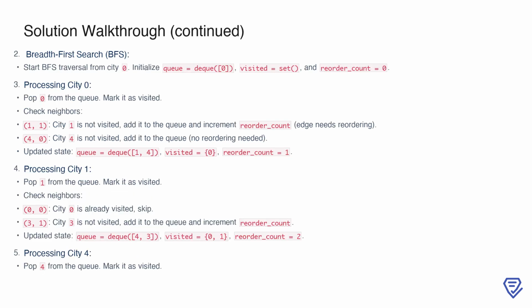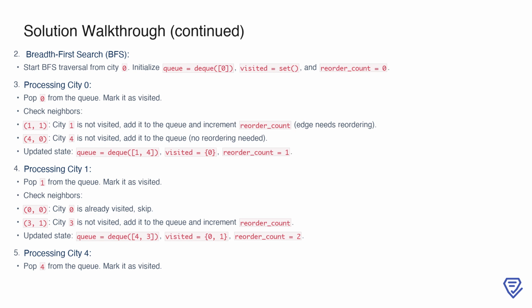Now, we perform a breadth-first search starting from City 0. We initialize a queue with City 0, an empty set to keep track of visited cities, and a counter, reorder_count, to count the number of edges that need to be reordered. First, we process City 0 by marking it as visited and checking its neighbors. The edge to City 1 is in the original direction, so we add City 1 to the queue and increment reorder_count to 1. The edge to City 4 is in the reverse direction, so we simply add City 4 to the queue without incrementing reorder_count.